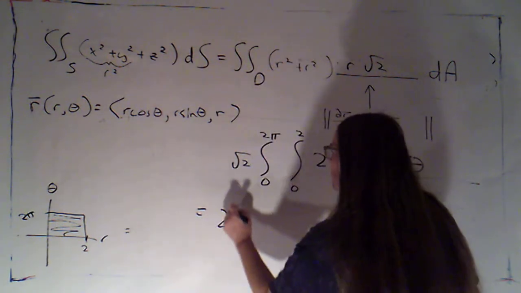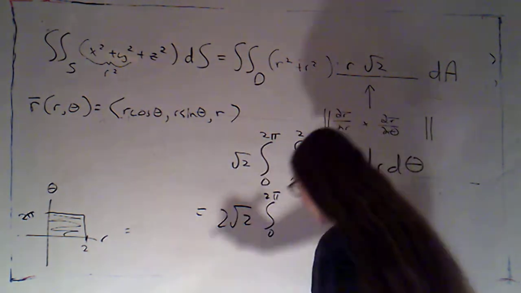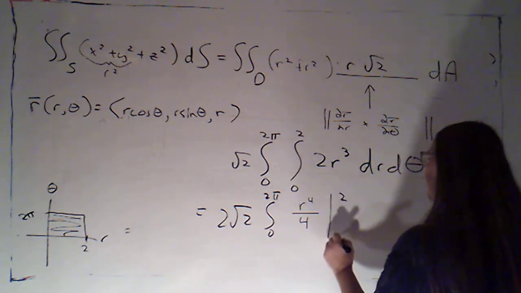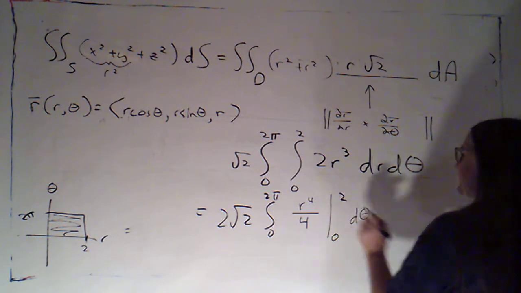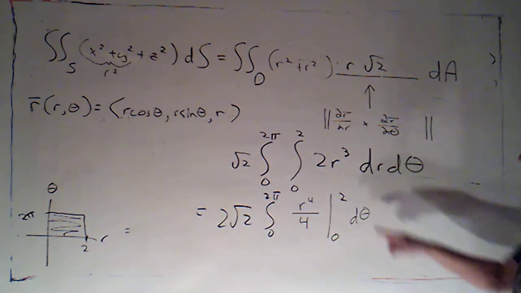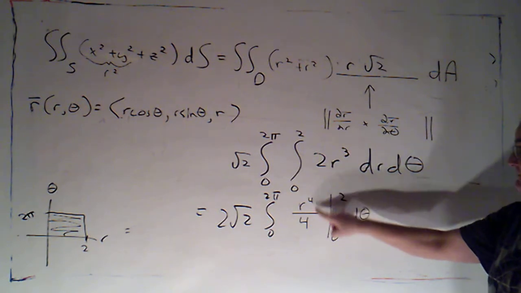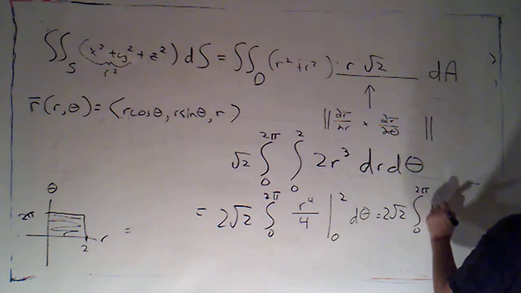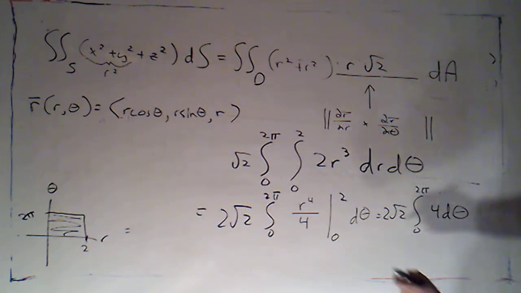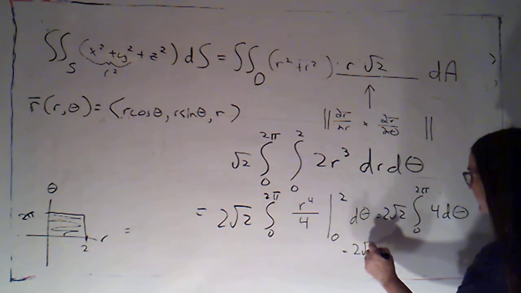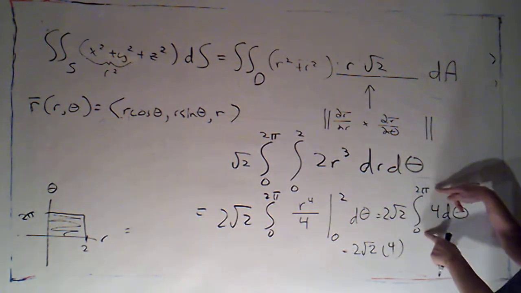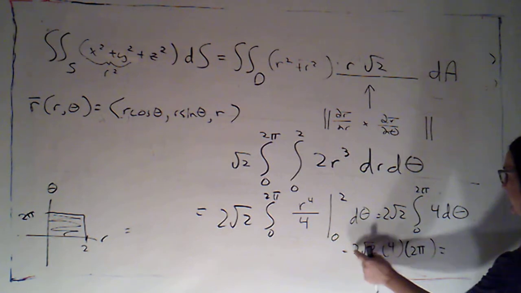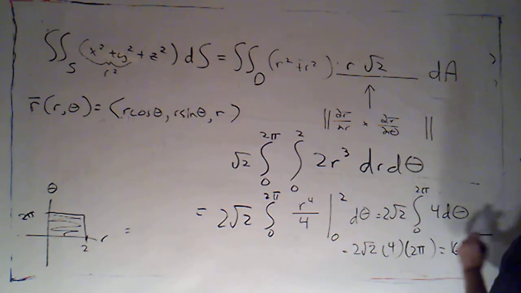So this becomes 2 root 2 integral 0 to 2 pi. I'm going to get r to the 4th over 4 evaluated between 2 and 0. And then I'll still have to do the integration with respect to theta. 2 to the 4th is 16. 16 fourths is 4. So I'm getting 2 root 2 integral 0 to 2 pi of 4 d theta. And that's just a constant. So I'm going to get this constant times that constant times the length of this interval, which is 2 pi. So let's see, that's 16 root 2 times pi.